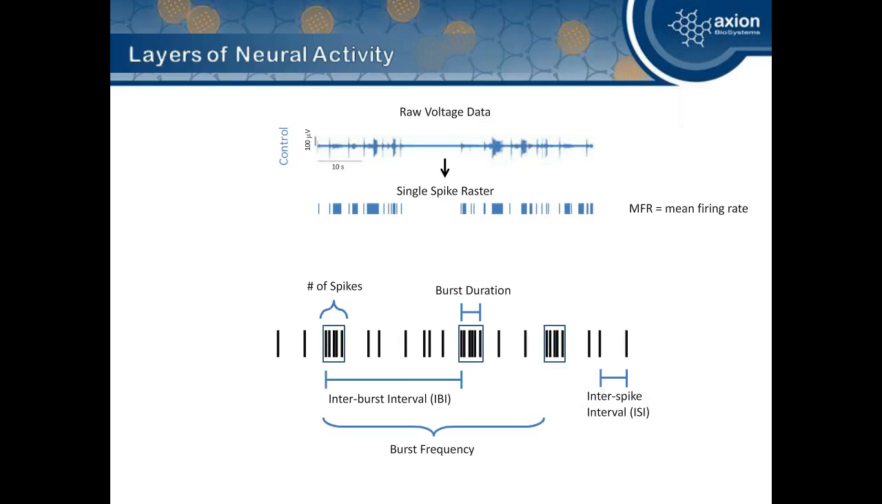We can go beyond just counting the spikes and getting an overall level of activity by understanding how the spikes are grouped in time. Here we're showing a rapid succession of spikes in a short period of time, which is called a burst. Once a burst has been identified, we're able to compute metrics related to bursting, such as the duration and the frequency with which the bursts occur.